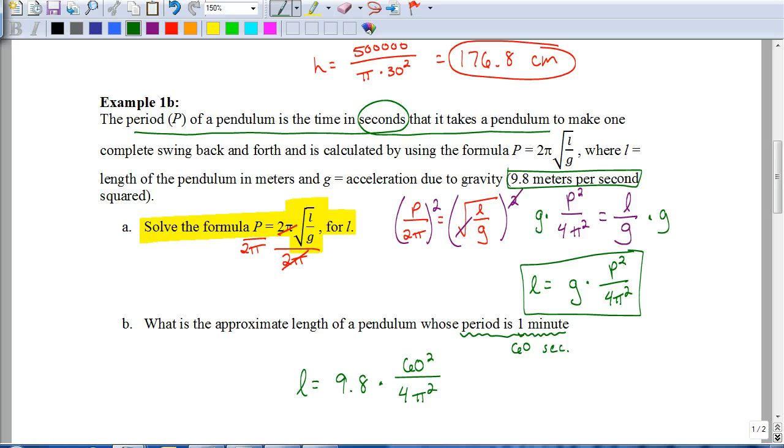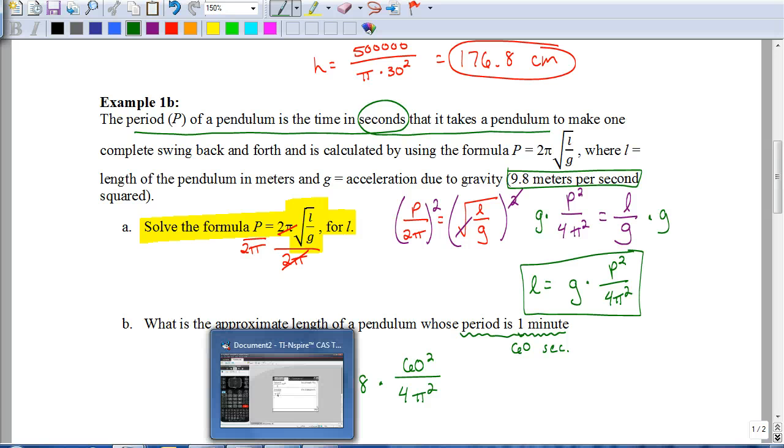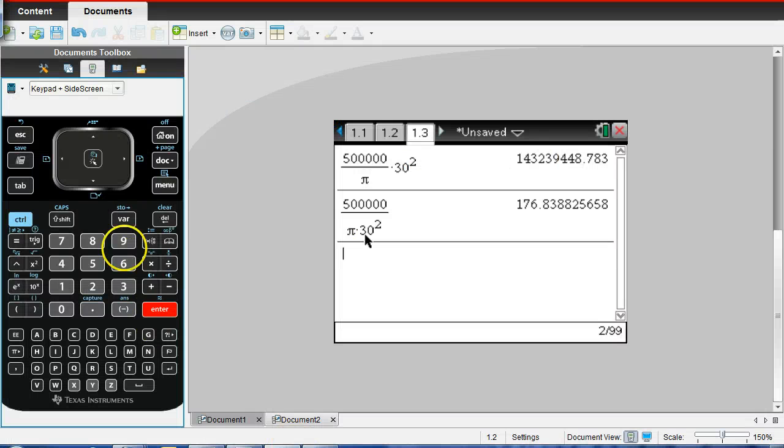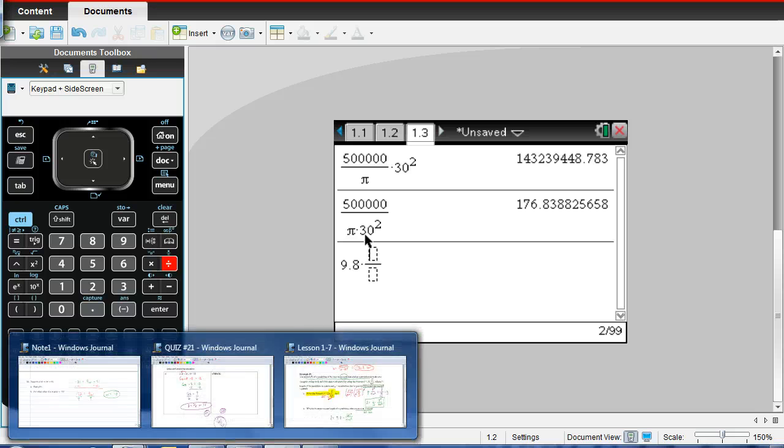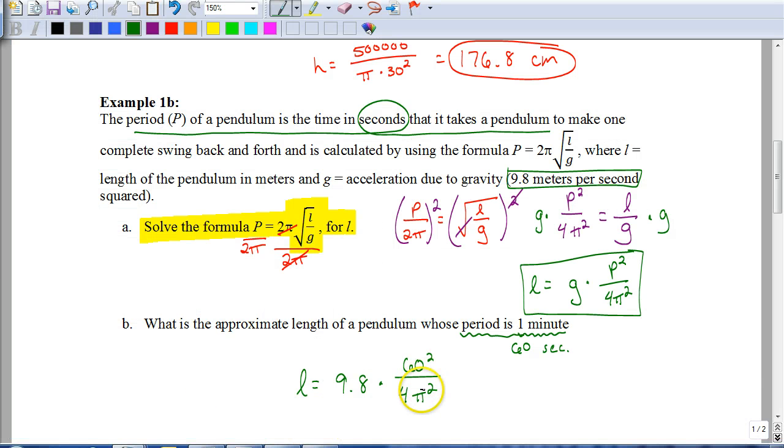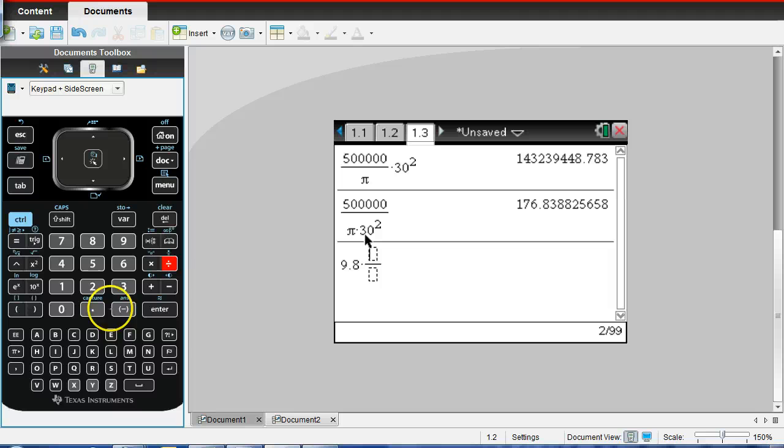Again, if we're going to do this in our calculators, the way you could do this is type in 9.8 times, do the control and divide, and it was 60 squared divided by 4 pi squared, and enter. We get about 894 meters.